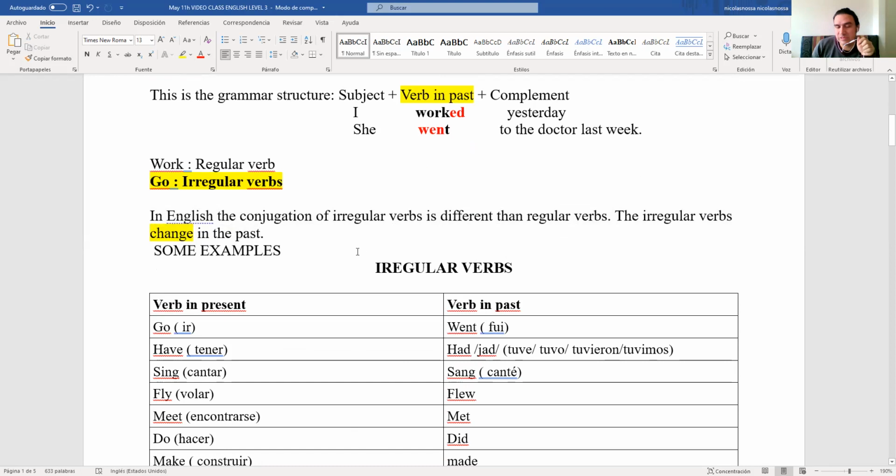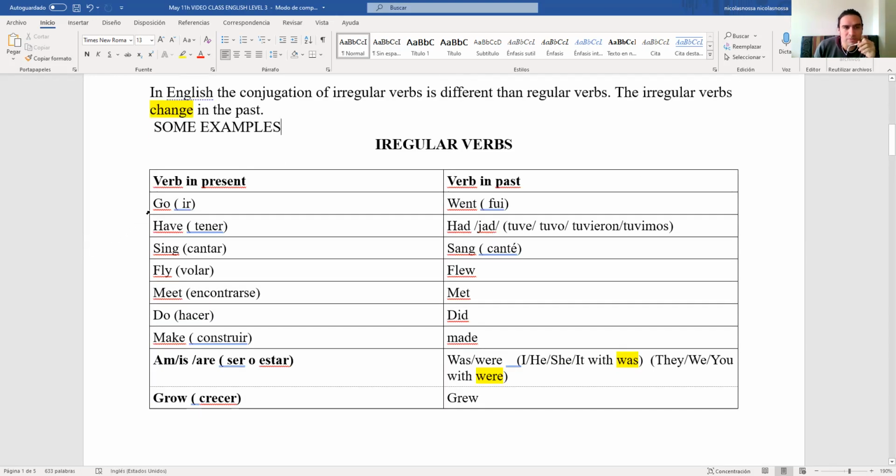Some examples, los más comunes. El verbo go, en Spanish, ir. The past is went, en Spanish, fui. El verbo tener, have, en presente. En pasado es had, aquí se los puse entre paréntesis, como se pronuncia, had. En Spanish, tuve, tuvo, tuvieron, tuvimos, ¿ok? Para todos los sujetos se conjuga igual. I had, you had, they had, we had, ¿ok?